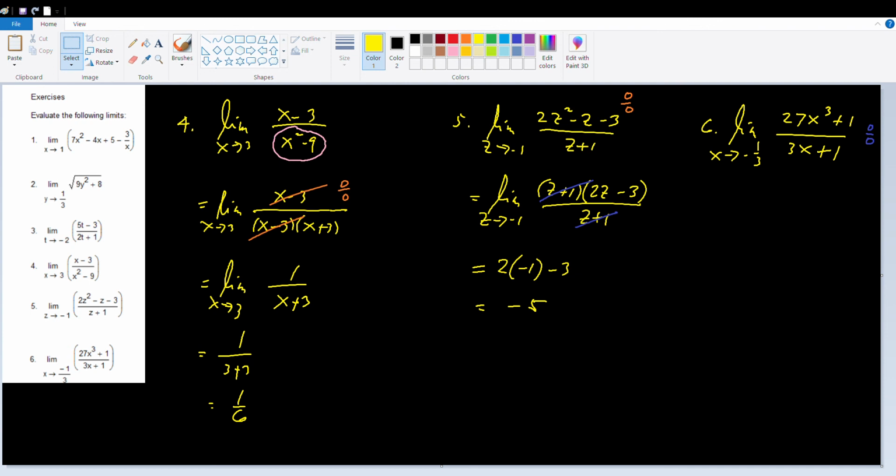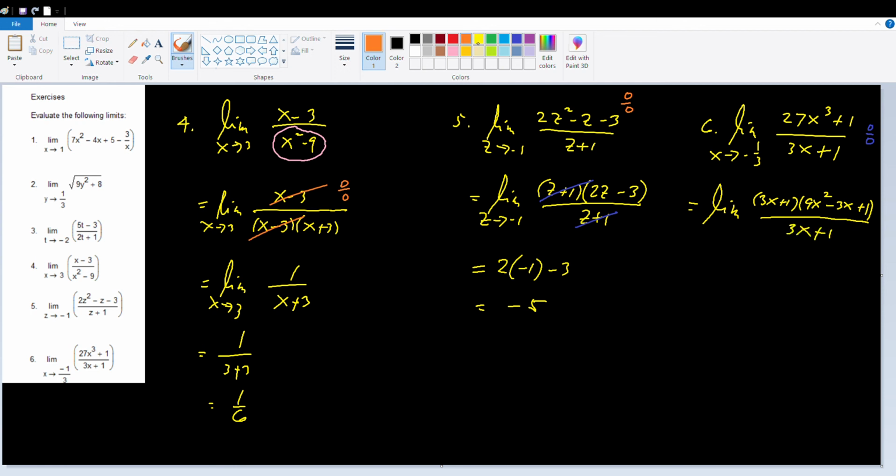And so we have to get rid of the factor 3x plus 1, right? So we write here the limit of 27x cubed plus 1. It's the sum of two cubes. And one of the factors is supposed to be 3x plus 1. So algebra tells us that the factors of 27x cubed plus 1 are 3x plus 1 and 9x squared minus 3x plus 1. So you can check on that. You review your algebra.